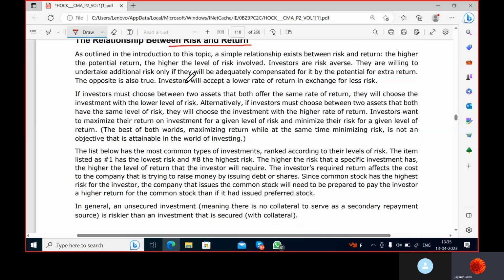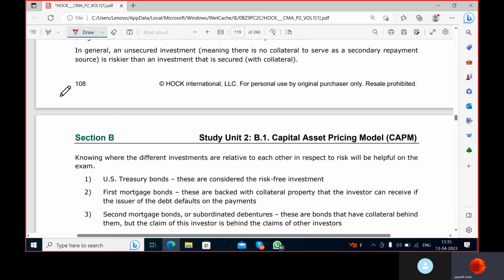If investors must choose between two assets, there are three types of investors here. One is risk averse, one is risk seeker, and one is risk neutral. Risk averse is the one who does not want to take a higher amount of risk. That means for less risk, he wants more returns. He wants to take very little risk, but he wants more returns.